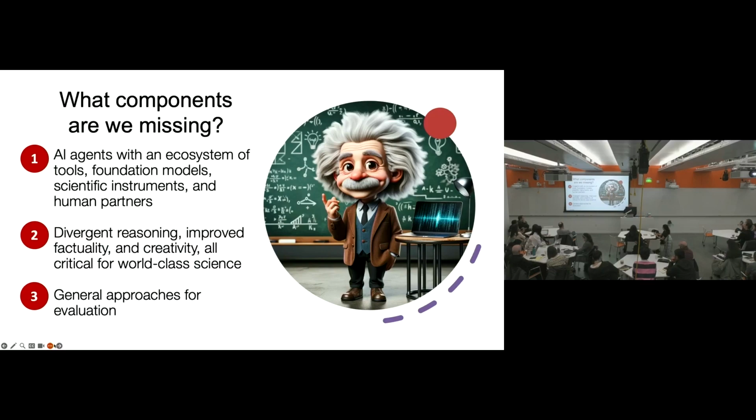Second, an important component that we're missing is models that have the ability of some form of divergent reasoning while considering facts, while being grounded in reality and the constraints imposed by the physics or the chemistry or the biology of the problem, and being creative in some way. Those are all critical components for world-class science. And finally, what I would argue we need is general approaches for evaluation. By that I don't necessarily mean additional leaderboards and benchmarks that we would chase, but some notion of defining what a discovery made by an AI model really means, and what is autonomous discovery in particular, relative to discovery made in assistance or collaboration with humans.